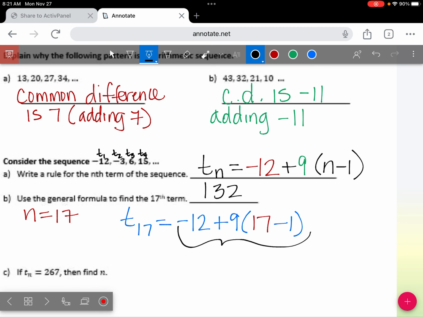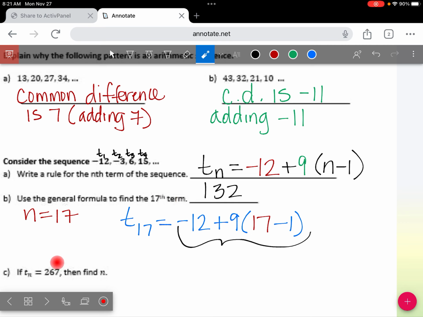So instead of just adding, I could add 9, because I ended off at the 4th term. I could add 9 13 more times. But the easier way would be to just use your rule. And that's why it says use the general formula to find the 17th term.